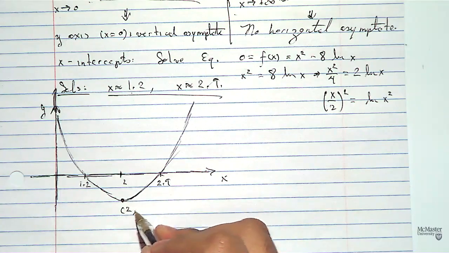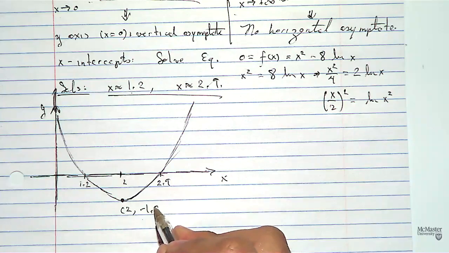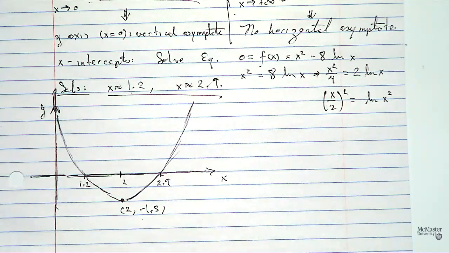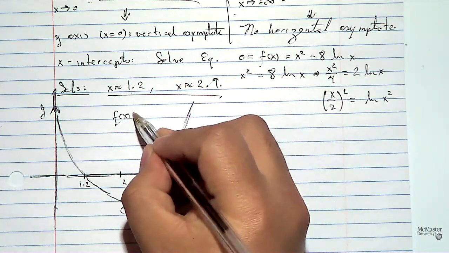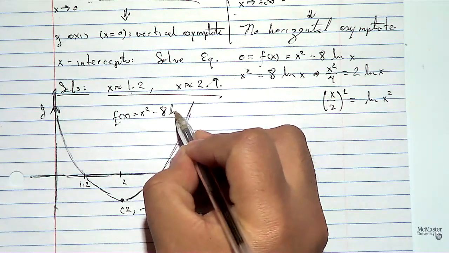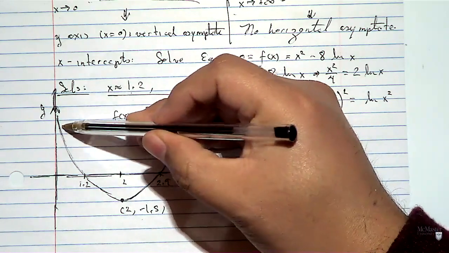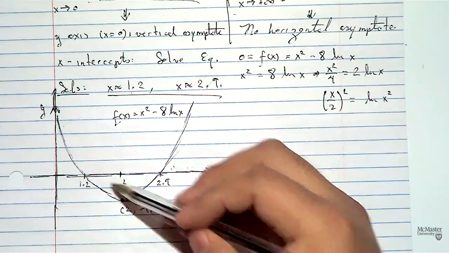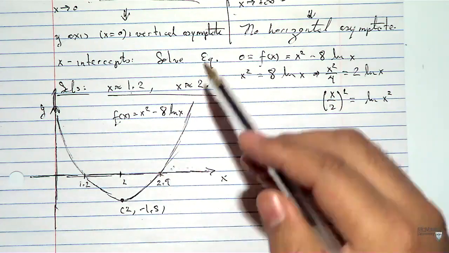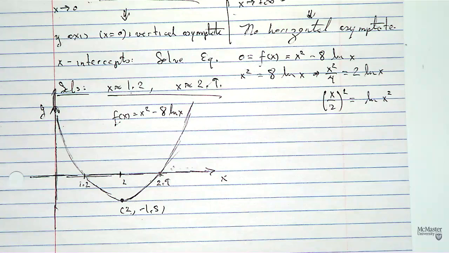So the minimum point is (2, -1.5). If you were to evaluate the value of the function at 2, this is the function f of x equal to x squared minus 8 natural log of x, where you have the asymptote. It grows to infinity, the intersection points, the concavity, where it's decreasing, where it's increasing, and the minimum point. So we're using all the information that we have from the function f prime and f double prime in order to make a plot of the figure. Okay?